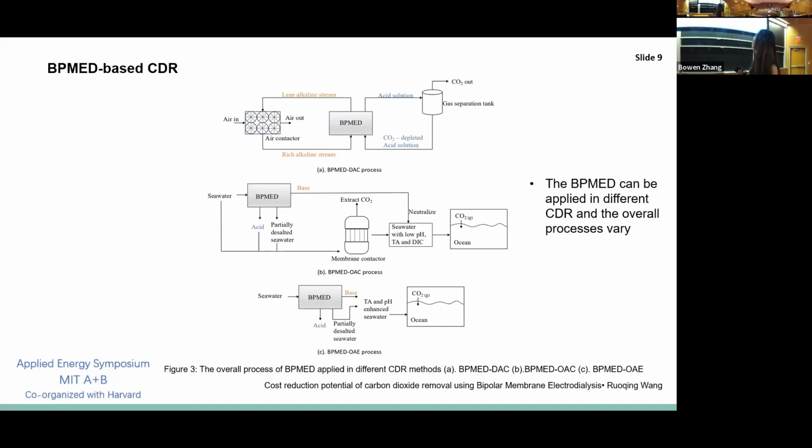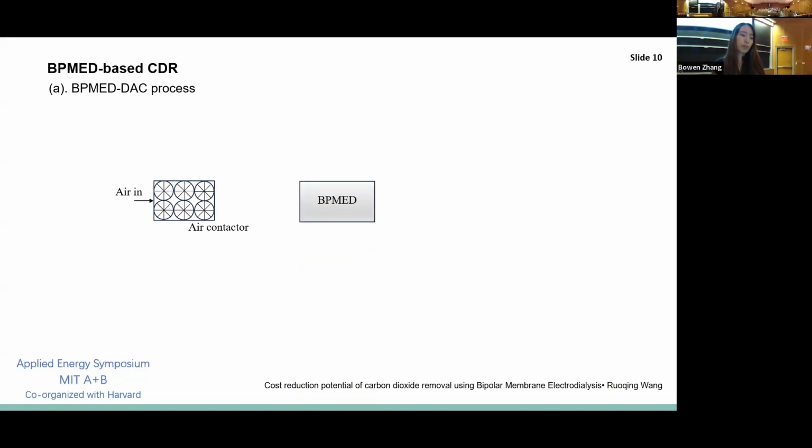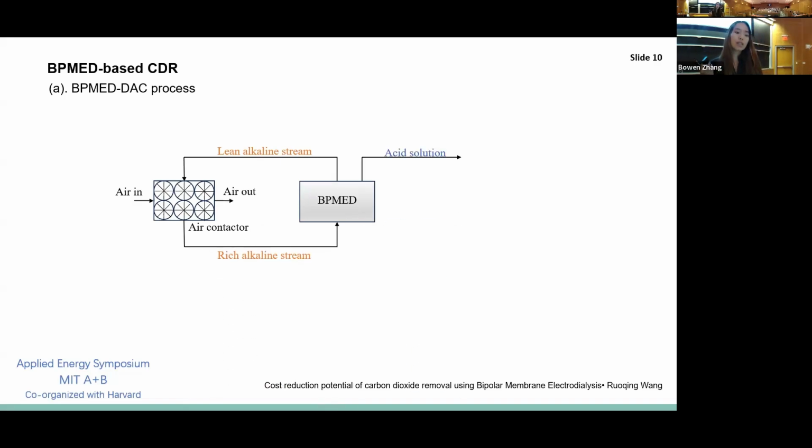And here the figure shows the overall process of BPM-ED-based CDR processes. For the direct air capture process, we use the air contactor to absorb the carbon dioxide from the ambient air, and then the BPM-ED unit will produce the alkaline, such as potassium hydroxide, to react with the carbon dioxide and produce potassium carbonate and potassium bicarbonate. This is an alkaline loop. But at the same time, it can generate an acid solution, which will go through the gas separation tank to strip out the carbon dioxide. And then the carbon dioxide depleted acid solution will recycle back to the BPM-ED system.